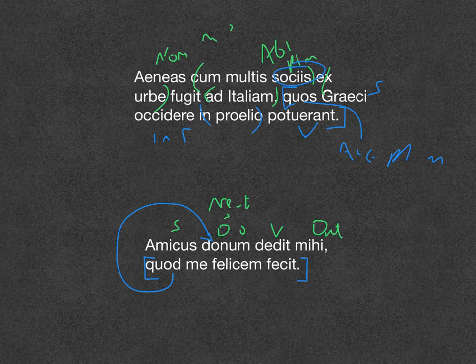So your final translation here: my friend gave to me a gift, which made me happy. Notice the direct object, the object complement, so it's kind of like a subject complement, but it's actually the object, and then the verb, which made me happy. All right, that means the quod is the subject, by the way. All right, moving on. This last example I decided to keep short.